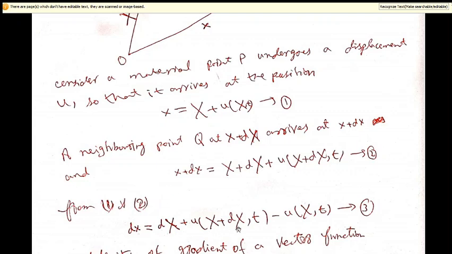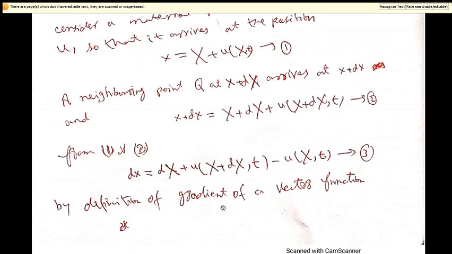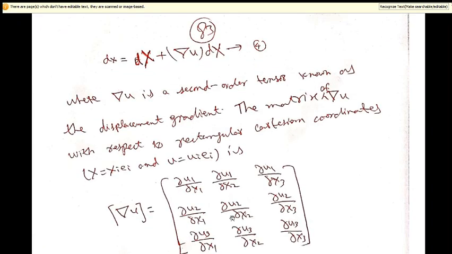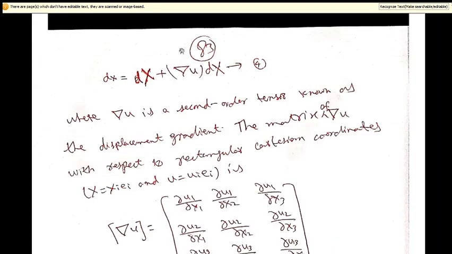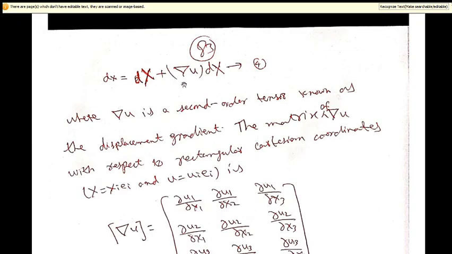Now from 1 and 2 we can write this, simply take the difference of 1 and 2. Now if you remember the gradient of a vector, here the vector is u, then from 3 we can write, remembering the definition of the gradient of any vector function, that all this difference will be equal to the gradient of u applied on dx. Now this is equation number 4.